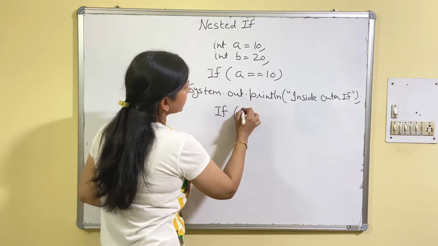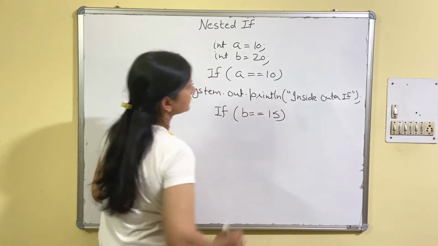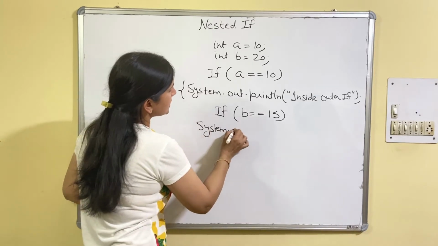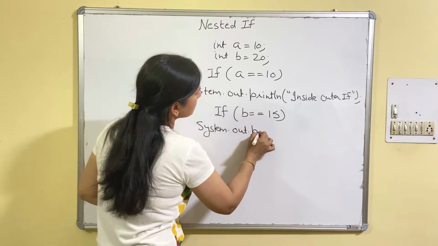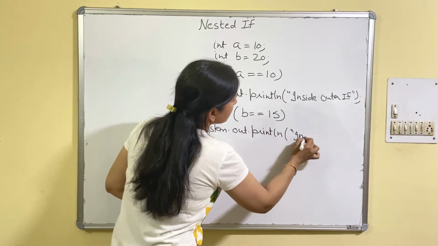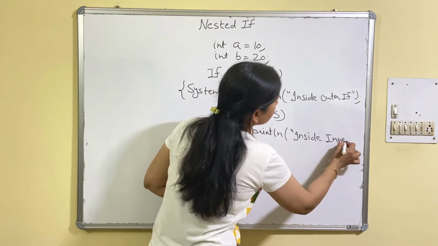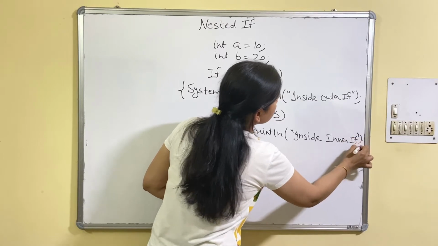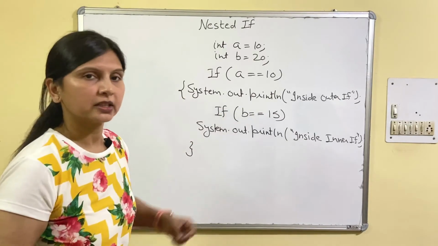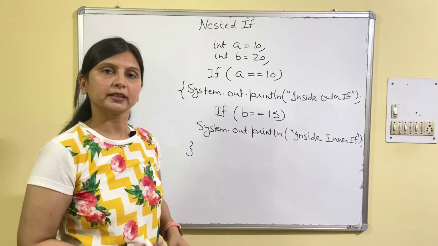And in that I am giving the condition if b equals 15, then it should print System.out.println inside inner if. Any message you can give. And then I am closing the if. This is not the complete program. I am just taking the part of the conditional statement to make you understand.